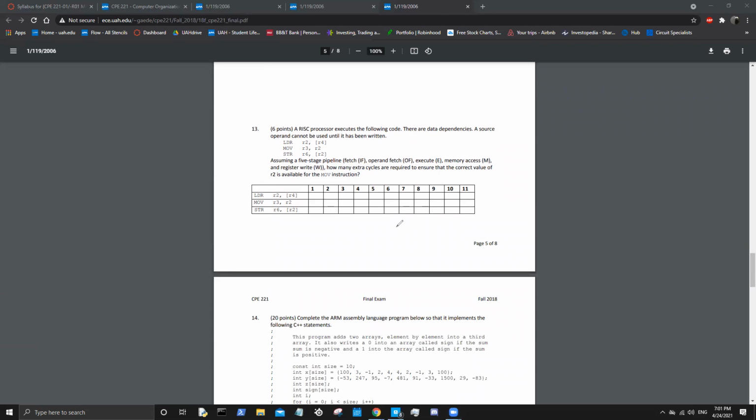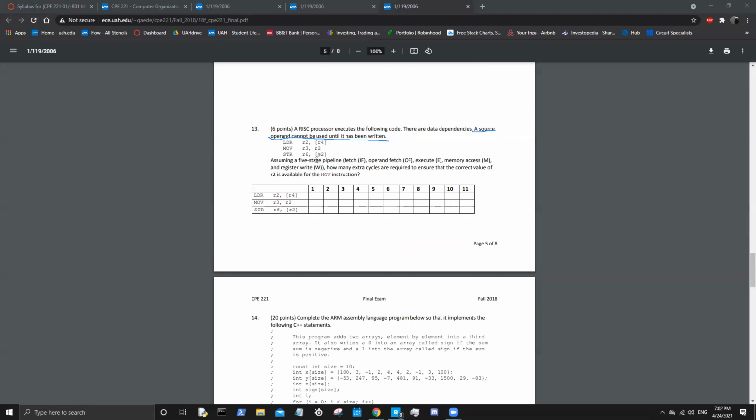All right, pipelining. So this is a relatively simple one. So we have 3 instructions. We're assuming a 5-stage pipeline. And it says nothing about forwarding. It doesn't say anything about forwarding, does it? No. Okay. There are dependencies. A source operand cannot be used until it has been written. Okay, so this little line right here tells you we don't have forwarding here. A source operand cannot be used until it has been written as in, stored, written to memory. And that's like the definition of the opposite of forwarding. So we don't have forwarding in this instance.